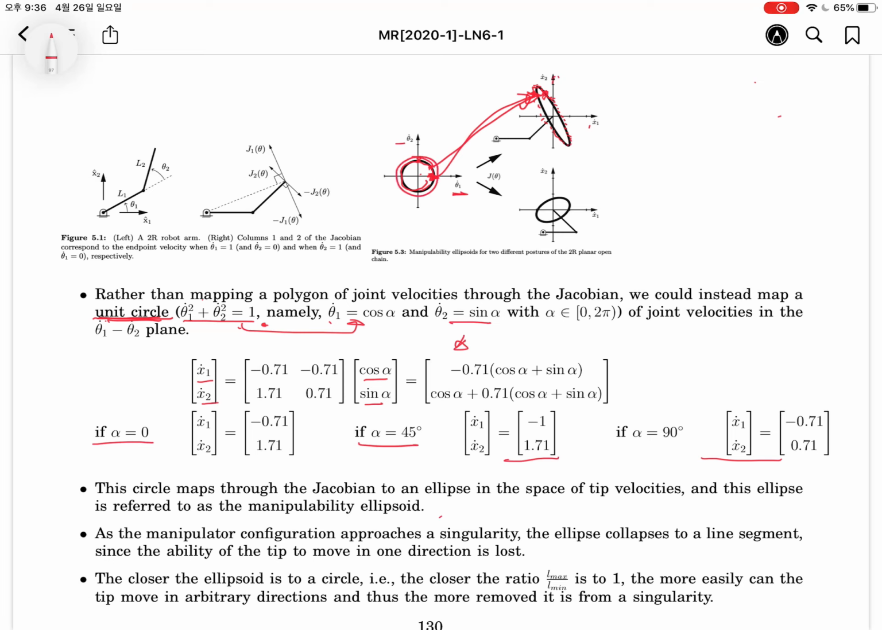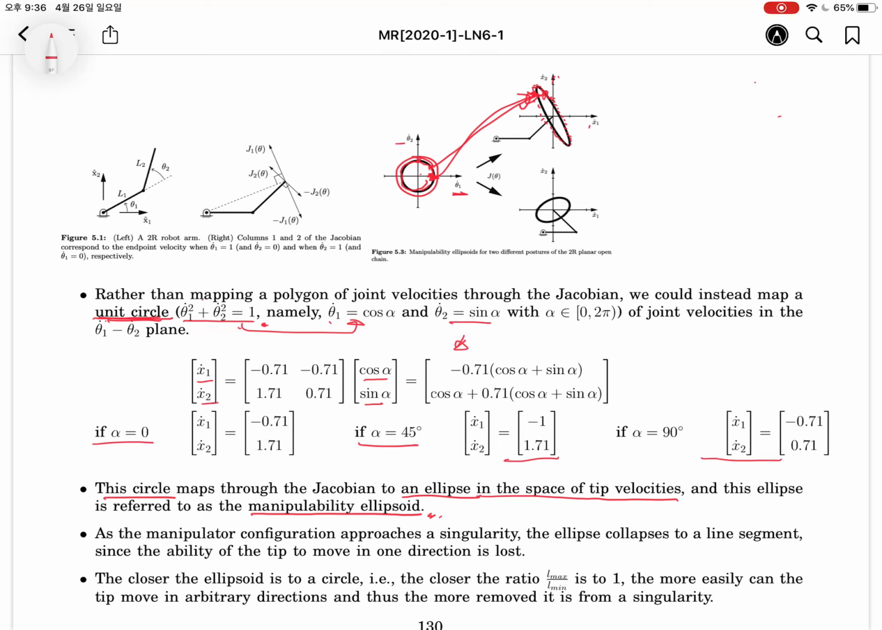Maybe this shape will follow an ellipsoid. So this circle maps through the Jacobian to an ellipsoid. In the space of the tip velocity, it is called the manipulability ellipsoid. The manipulability ellipsoid was defined by Juneo Yoshikawa in Japan.